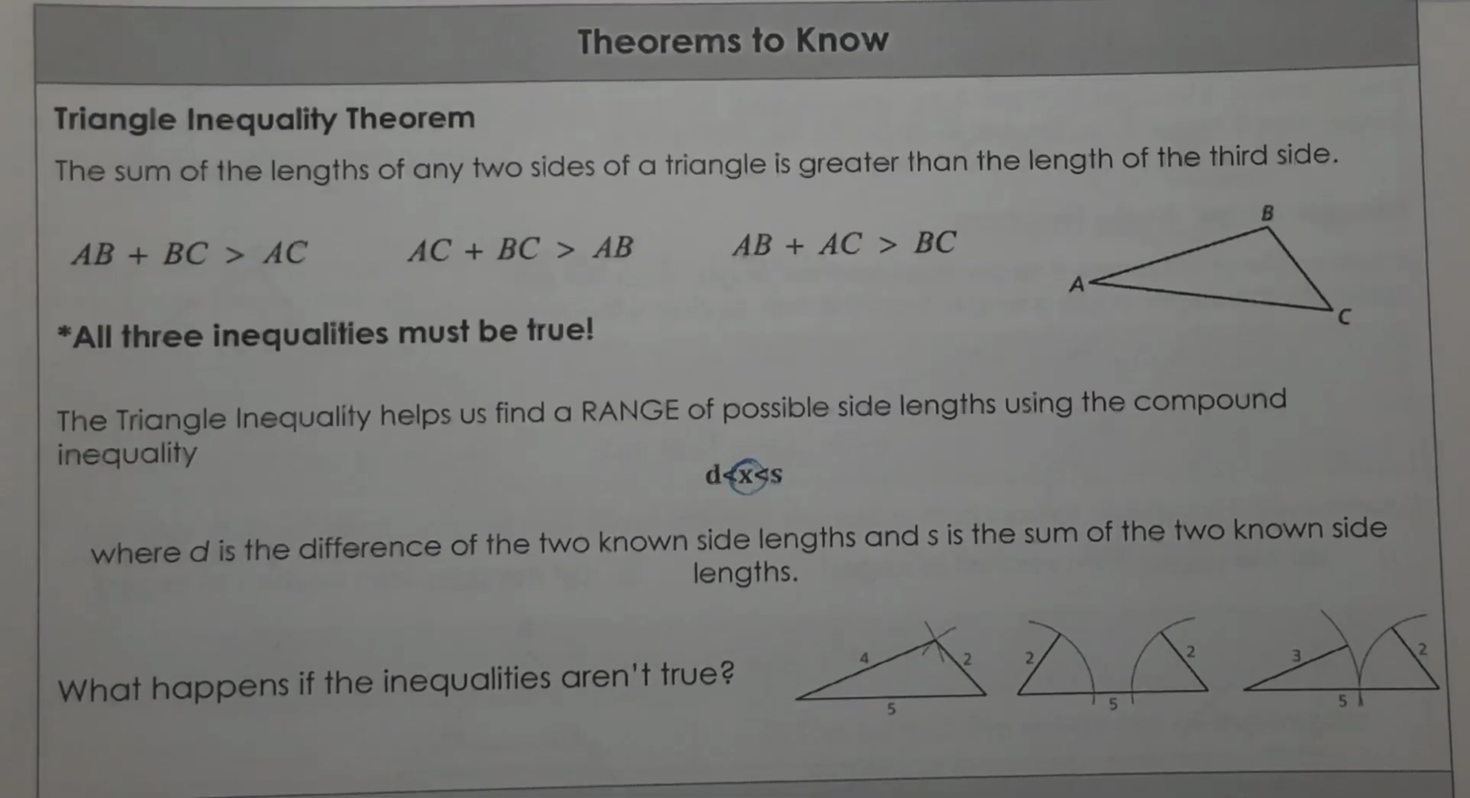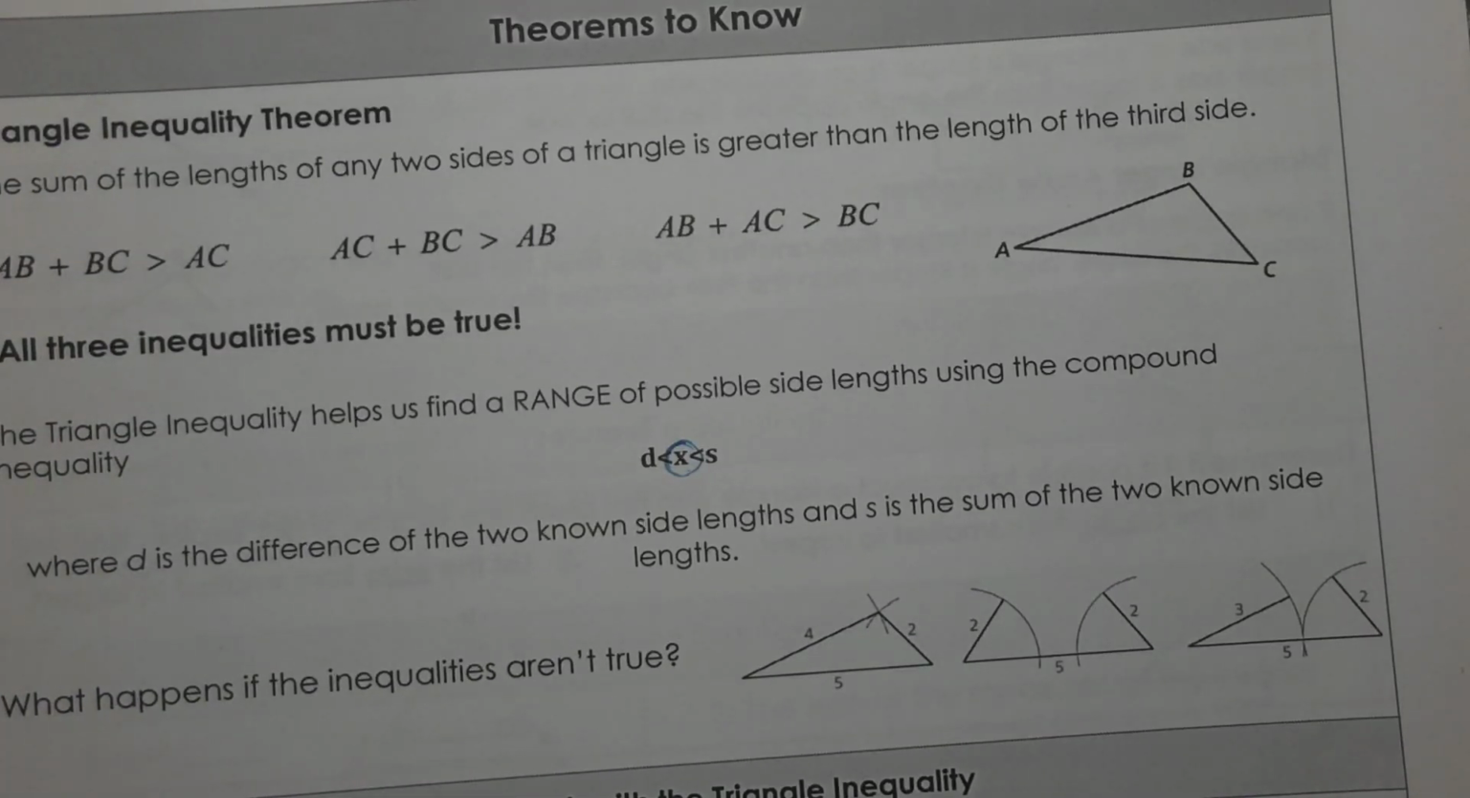Alright. So it says D is the difference between the two sides. That was the 10 minus 7 that got us to the 3. And the S stands for the sum of the two sides. That's when we had 10 plus 7, which got us to the maximum side being 17.